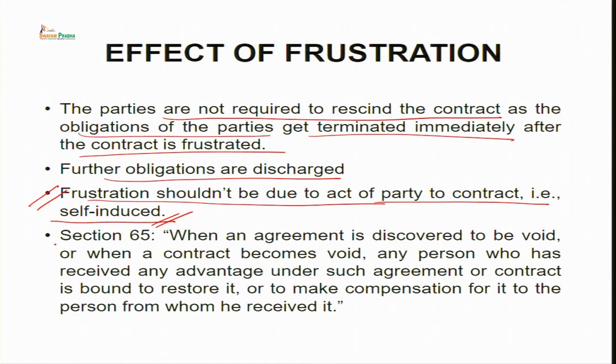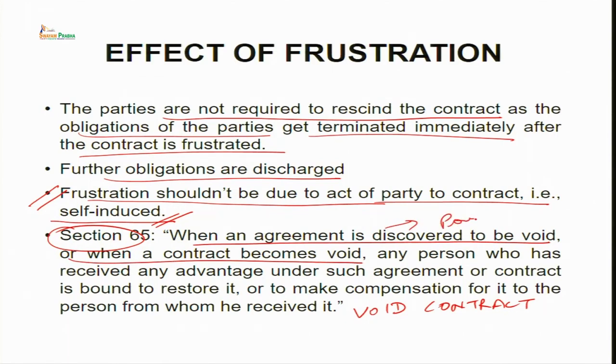Now, section 65 is important when we talk about void contracts, or the effect of a void contract. Section 56 part 2 can be read with section 65. It says, when an agreement is discovered to be void or when a contract becomes void, so we are referring to part one as well as other void agreements, any person who has received any advantage under such agreement or contract is bound to restore it. We are talking about restitution here.